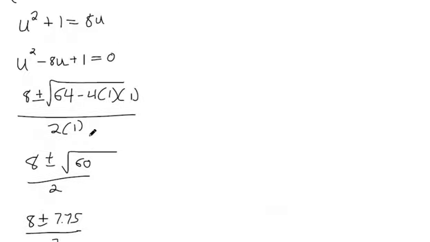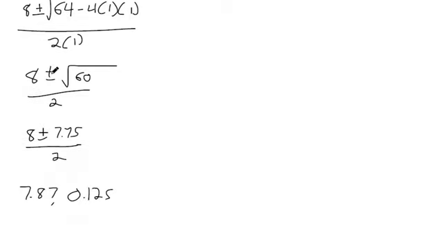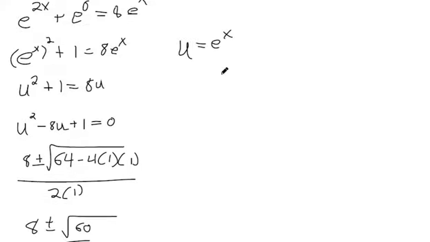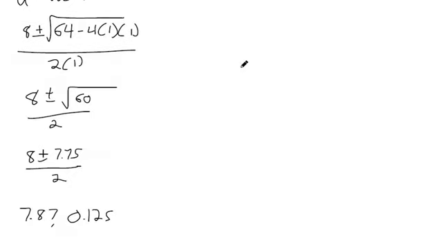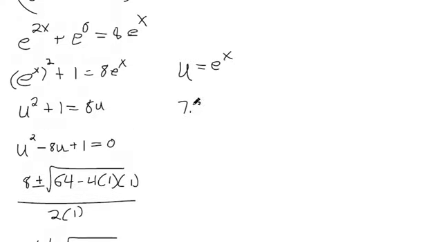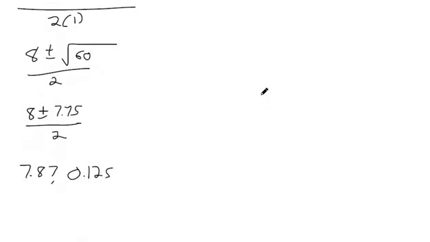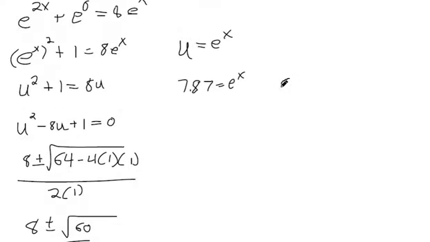Now, this was when we solved a quadratic equation for u, but the question asks us to solve for x. So let's take these numbers and plug them back in for u in here. 7.87 goes in for u, and then 0.125 goes in for u again. So two separate equations. And to get x by itself, it's in an exponent, and this time a logarithm will help because it's just one term to the x power.